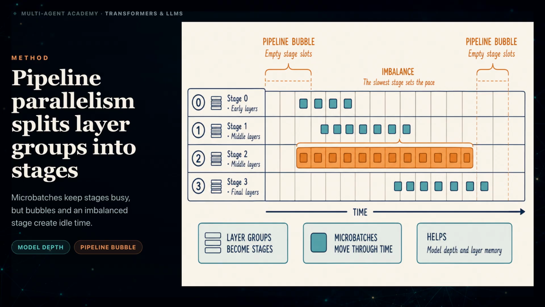Pipeline parallelism helps when model depth or the memory for many layers is the limit. Its cost is stage-to-stage activation transfer and scheduling complexity. Measure each stage time, the size of transferred activations, and the fraction of time each stage is idle. Balance the stages before adding more of them.